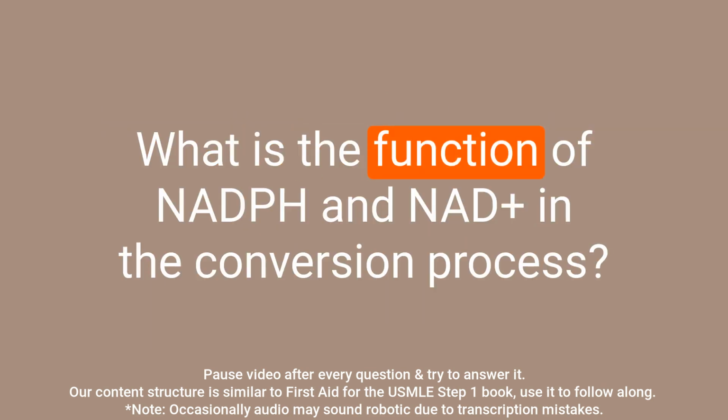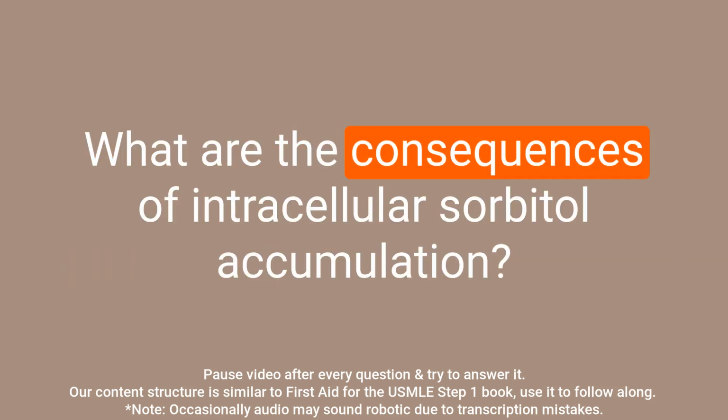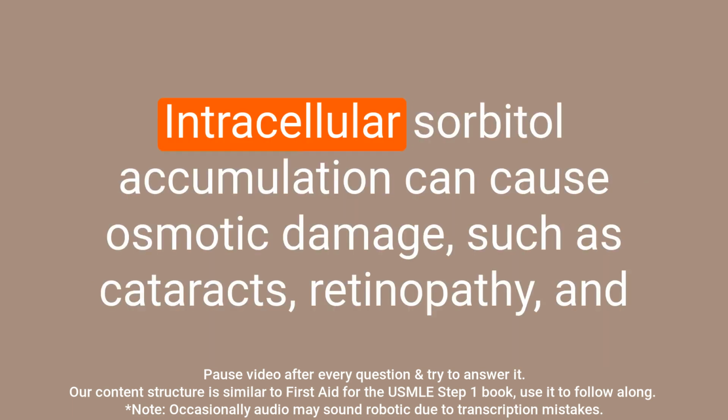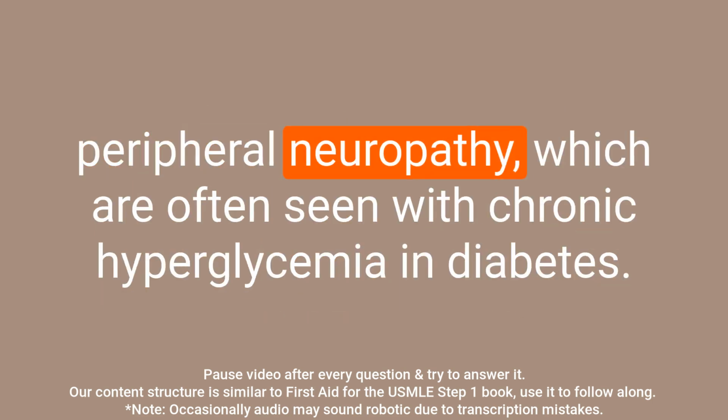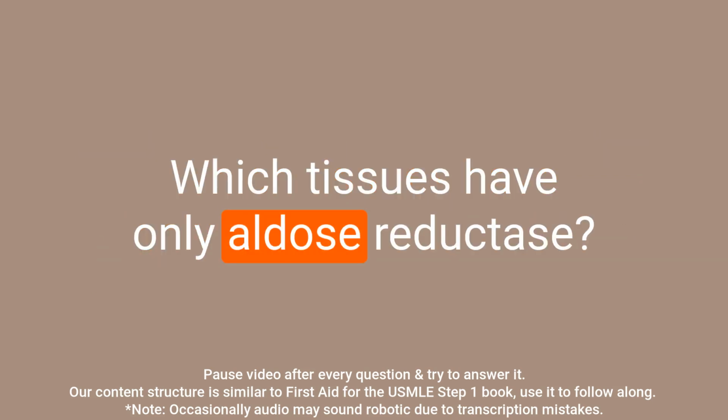Question: what is the function of NADPH and NAD+ in the conversion process? Answer: NADPH and NAD+ are involved in the conversion process of glucose to sorbitol. Question: what are the consequences of intracellular sorbitol accumulation? Answer: intracellular sorbitol accumulation can cause osmotic damage, such as cataracts, retinopathy, and peripheral neuropathy, which are often seen with chronic hyperglycemia and diabetes. Question: which tissues have only aldose reductase?